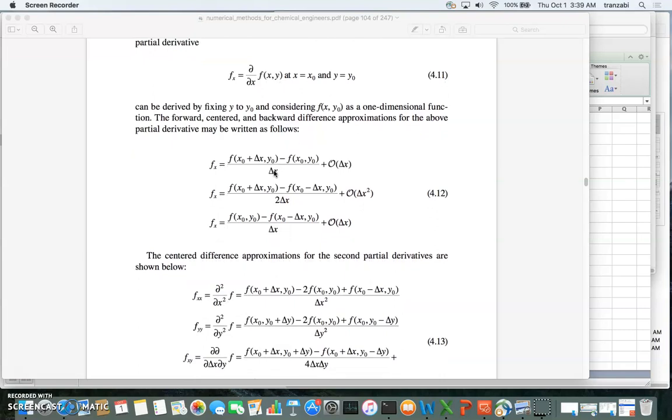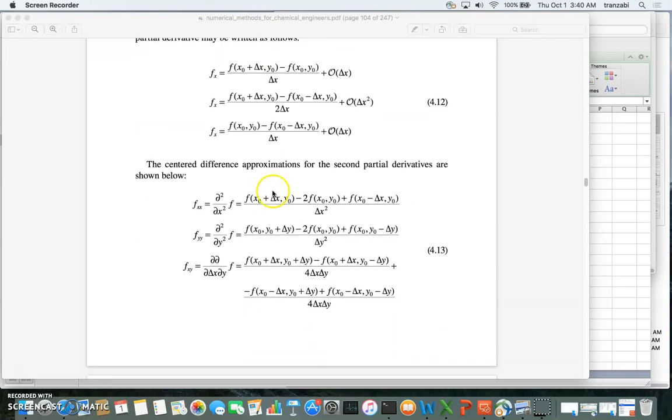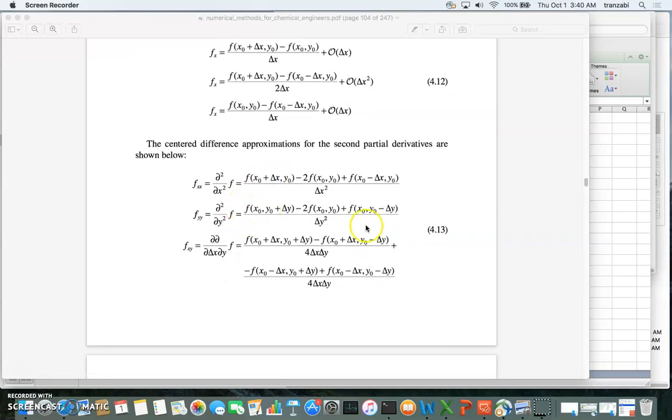In that case, we have to fix x and vary y, right? Okay, so we can go to higher order derivatives, like in equation 4.13, we have the second derivative of f with respect to x, with respect to y, and with respect to x and y.